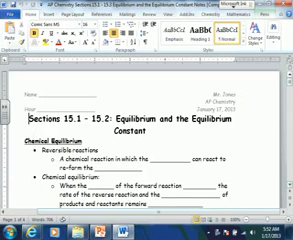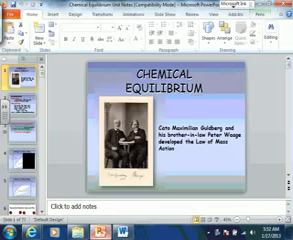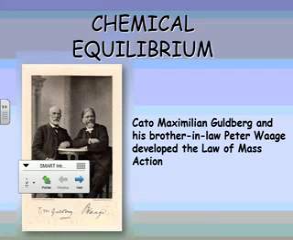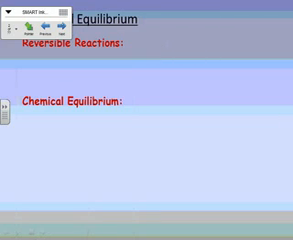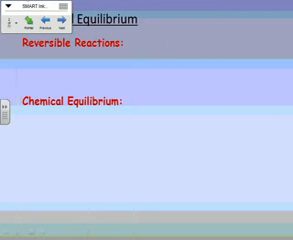So we're starting by talking about reversible reactions. Goldberg and Waage, I'm not sure exactly how you say that, developed the law of mass action, which we're going to talk about in a minute. So they were very instrumental in helping to develop the idea of chemical equilibrium.